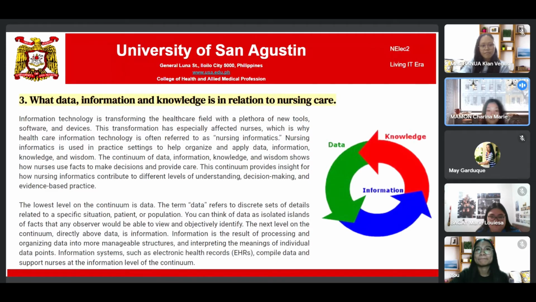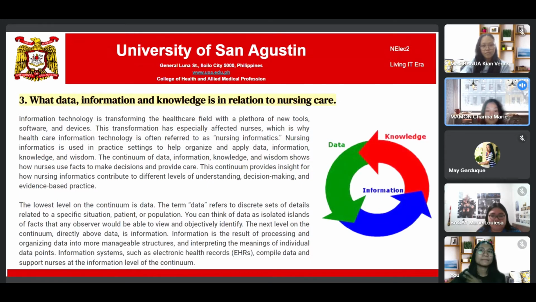This continuum provides insight into how nursing informatics contributes to different levels of understanding, decision making, and evidence-based practice. The lowest level on the continuum is data. The term data refers to discrete sets of details related to a specific situation, patient, or population. You can think of data as isolated islands of facts that any observer would be able to view and objectively identify. The next level on the continuum, directly above data, is information.